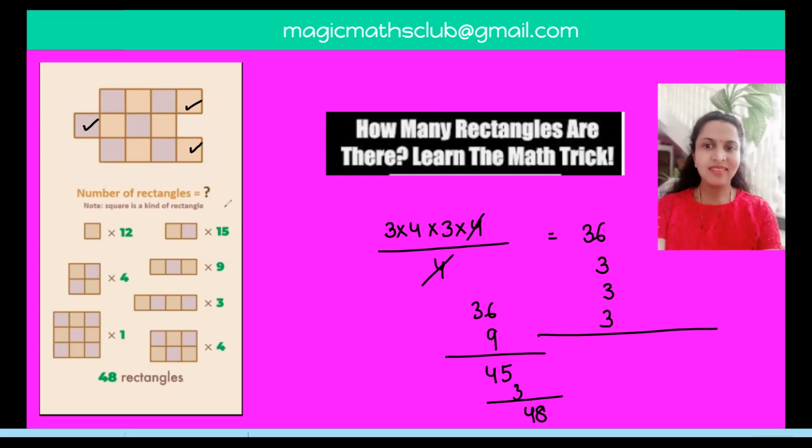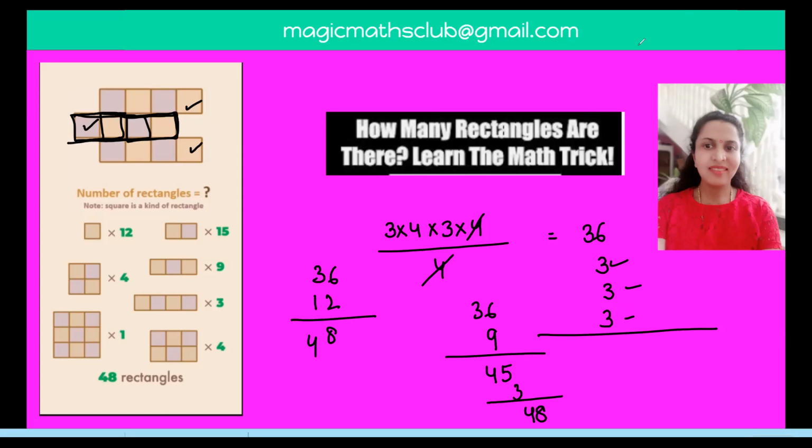I hope you understand. Like if you take 2, 2, so 1 here, then 2 here, and then 3 here, and then one big one, 4. So I have added 3, 3, but it will be added 4, 4. So 36 plus 4 into 3, 12, which gives you 48.